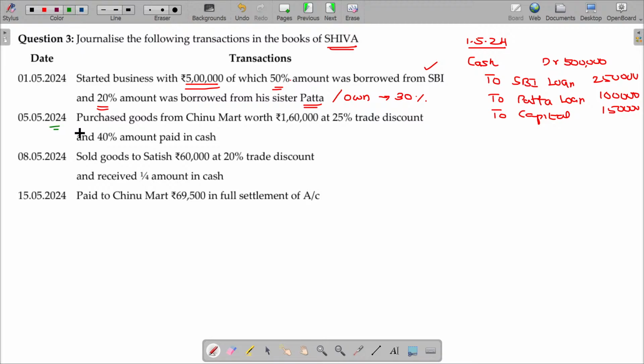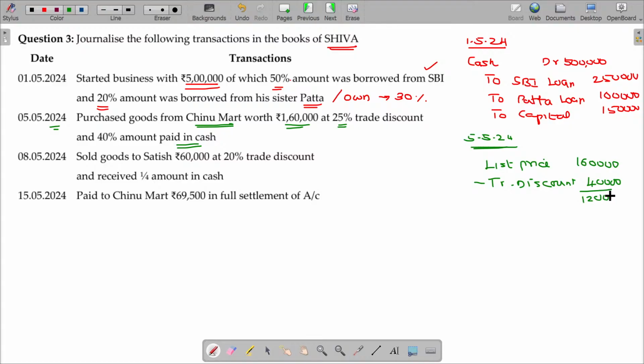5/5/24, purchased goods from Chinnu Mart worth rupees 1,60,000, 25% trade discount and 40% amount paid in cash. So 5/5/24. The price that appears in the price list is called list price, 1,60,000. 25% being trade discount. Trade discount should not be shown anywhere. So you have to remove that 25% on this, which is 40,000 rupees. 1,20,000 is the original value for the asset.